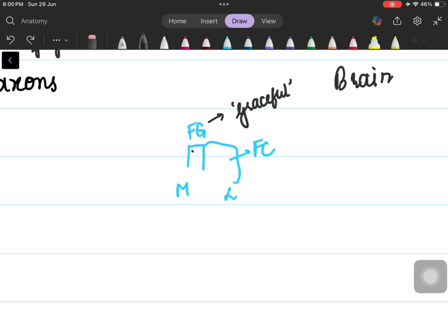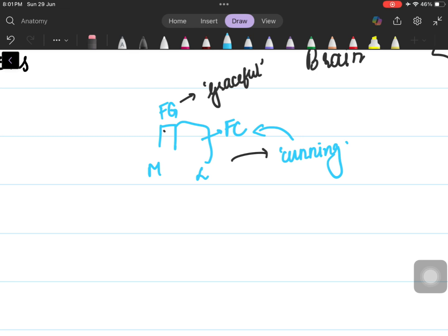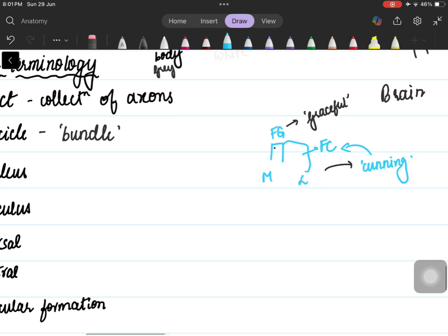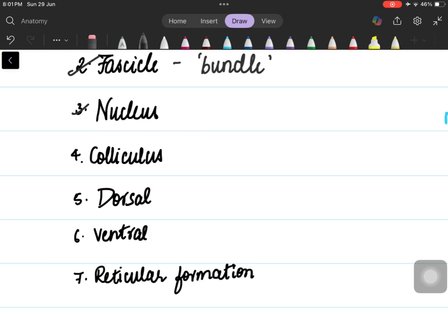Whereas the lateral one is closer to the brain, if you think about it. It's closer to the cortex, right? Which means it's kind of cunning. Hence the name fasciculus cuneatus. I am not making this up. This is literally the history behind how these structures got their names. So that is another interesting way to learn and remember stuff if you're into that kind of learning. Then a nucleus is just a collection of cell bodies within the CNS.